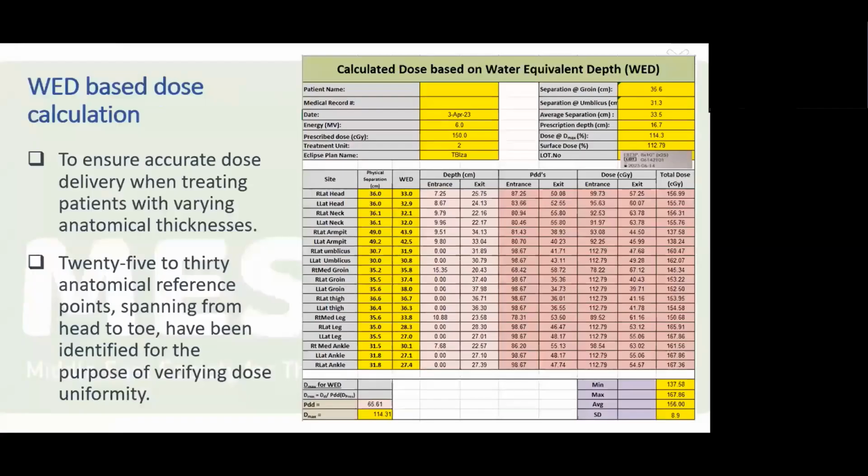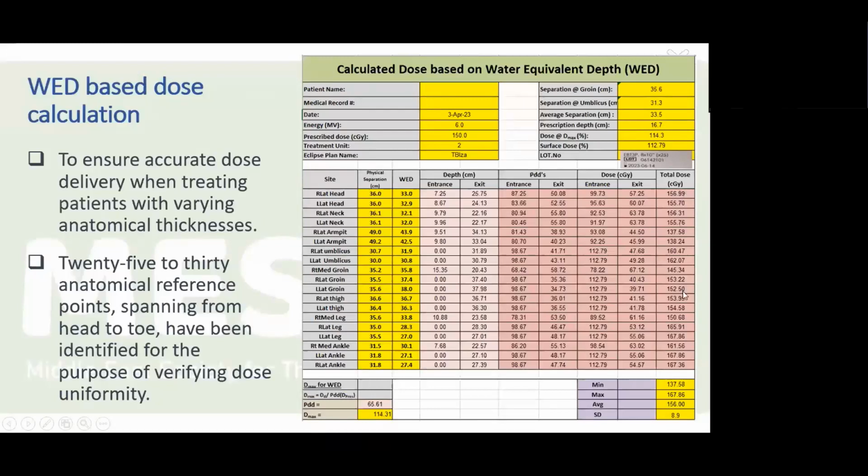Once we do the CT-based calculation, we choose around 25 to 30 anatomical locations, landmarks, to put our dosimeters to know what the measured dose is. We mark these positions on the patient and then do the WED calculation, water equivalent depth calculation, to know what the calculated dose is. These are the physical separations, and these are the WED with the compensation from the rice bags, and you can see the doses. The prescribed dose is 150 centigray, and what we are getting is within plus or minus 10%.